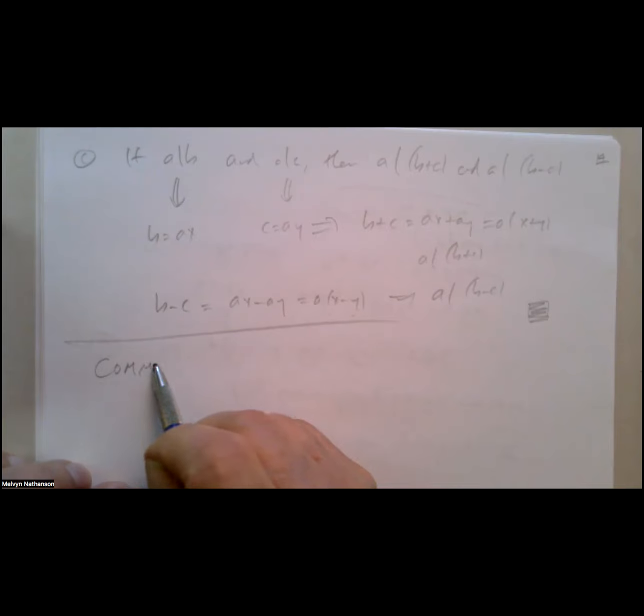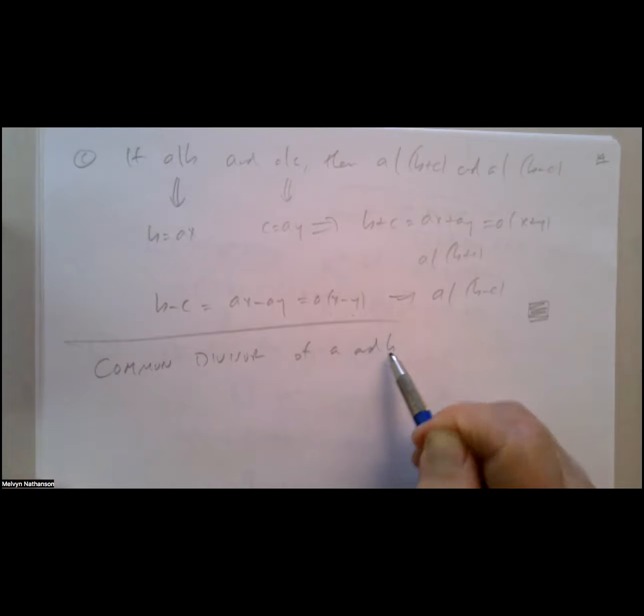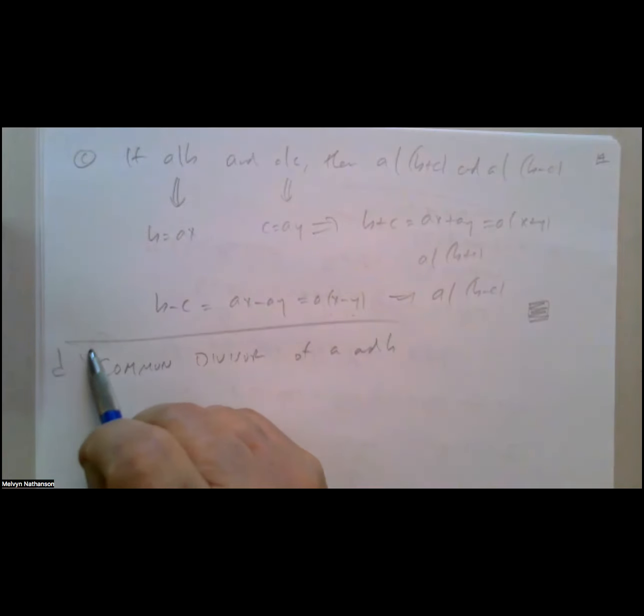So then the next thing to introduce is a common divisor of two or more integers. So a common divisor of A and B. We say the integer D is a common divisor of A and B if D divides A and D divides B. If one number divides another, that number is called a divisor of the number. So if D is a divisor of A and D is a divisor of B, then it's called a common divisor of A and B. It divides both of them.